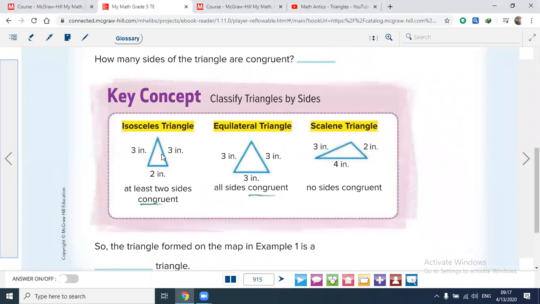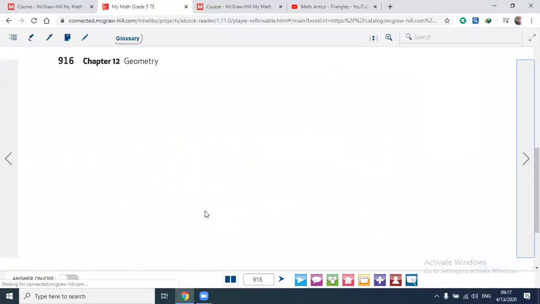2 sides are congruent. It will be what? Yes, isosceles. Isosceles triangle. A triangle that has 2 equal sides. So here the answer will be isosceles triangle. Okay.